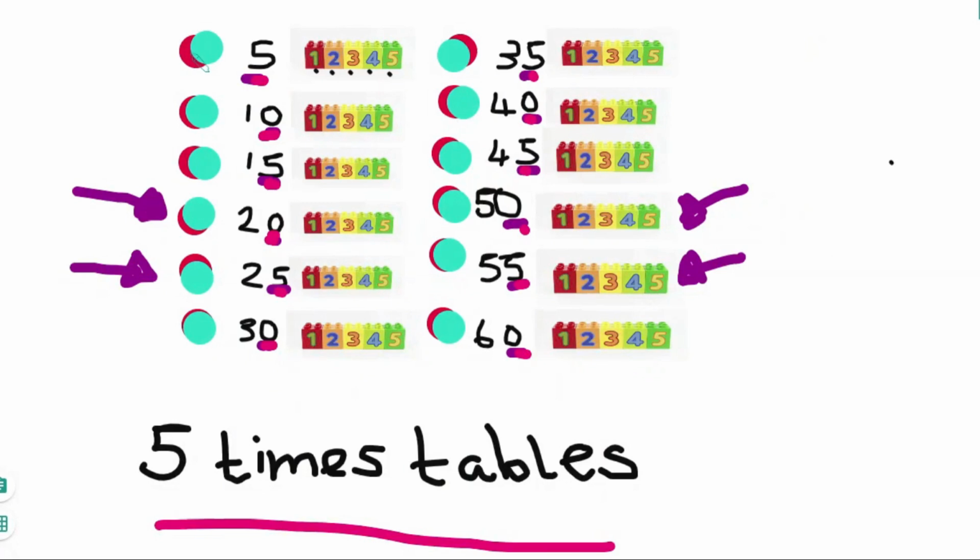Let's go through our 5 times tables again. You ready? 5, 10, 15, 20, 25, 30, 35, 40, 45, 50, 55, 60. Fantastic. Should we do it one more time before we finish this session? Yep, of course we should. Ready? Here we go. 5, 10, 15, 20, 25, 30, 35, 40, 45, 50, 55, 60.